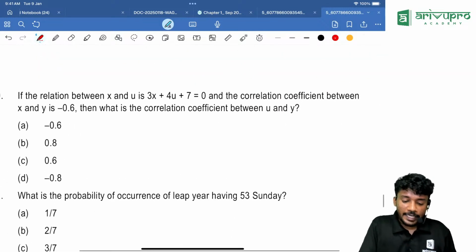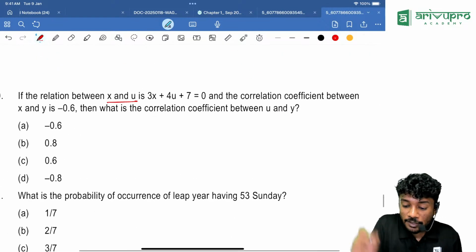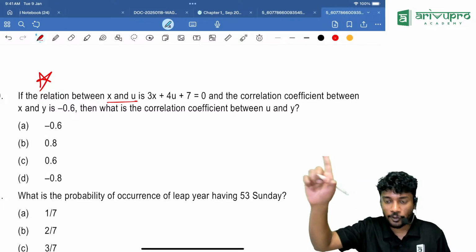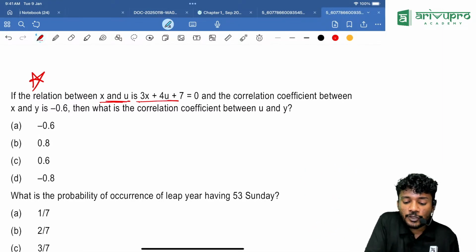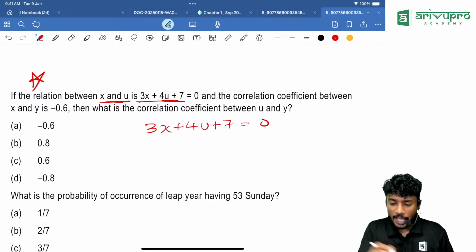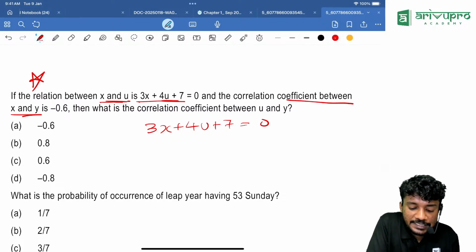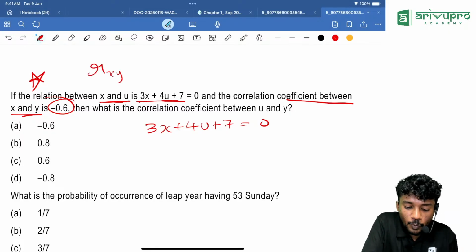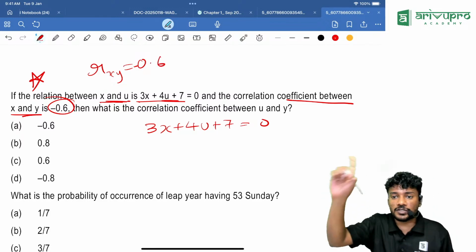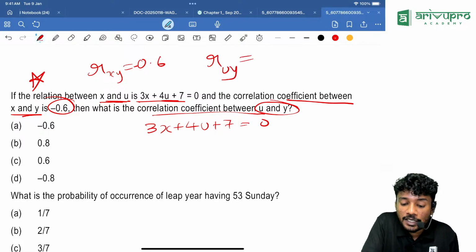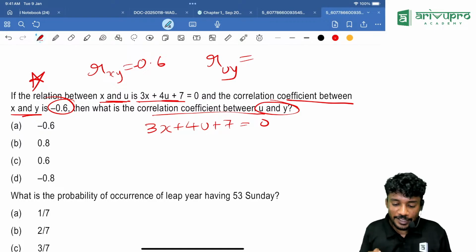Next one. This is a very good question. If the relation between x and u is 3x plus 4u plus 7 is equal to 0, and the correlation coefficient between x and y is minus 0.6, then what is the correlation coefficient between u and y? How will you find it? Minus 0.6. Answer is minus 0.6.